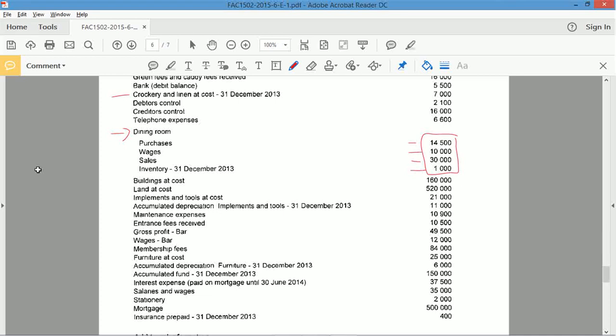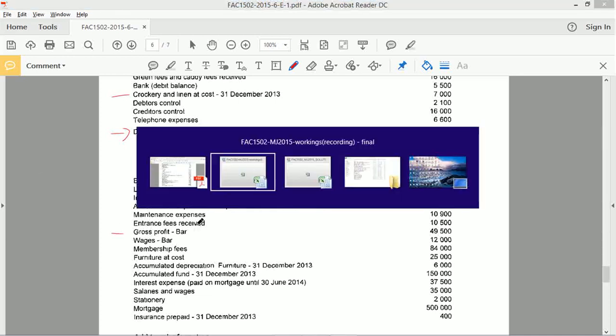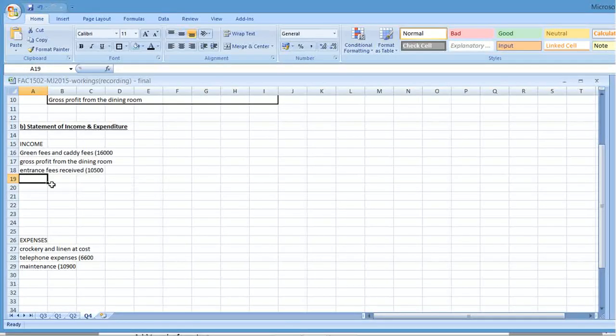Then you've got gross profit bar and wages bar. So gross profit bar, wages bar. Okay, the wages for the bar was 12,000. You could offset these against each other because the one would affect the other. And the gross profit for the bar was 49,500.